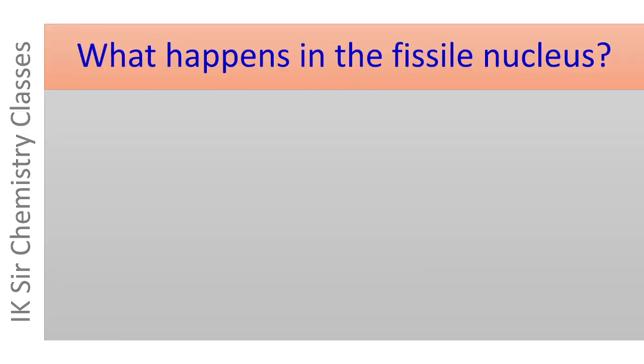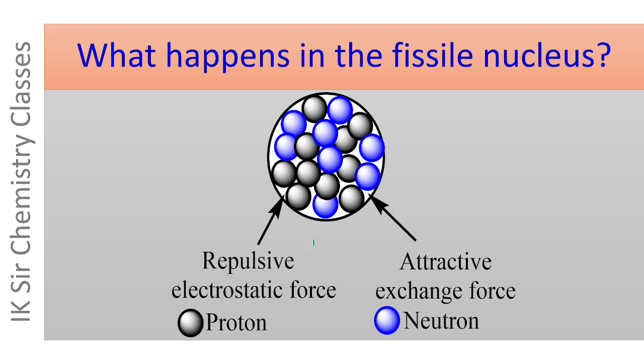What happens in the fissile nucleus? What is the feature of a nucleus that it is fissile? It is a nucleus consisting of positively charged protons and neutral neutrons. There is overall positive charge on the nucleus. In the nucleus, two types of forces act mainly. The first one is repulsive electrostatic force. It acts between positively charged protons. The other one is attractive exchange force.